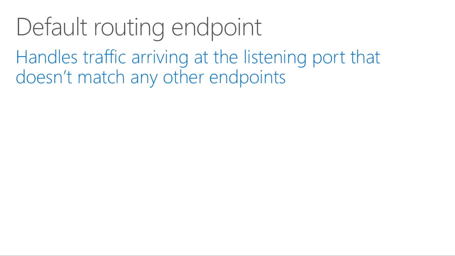Now, in order for your UCMA application to answer calls that were redirected from an SPL application, you need to use something called a default routing endpoint. And the purpose of this is to handle incoming traffic that wasn't originally destined for your UCMA application.